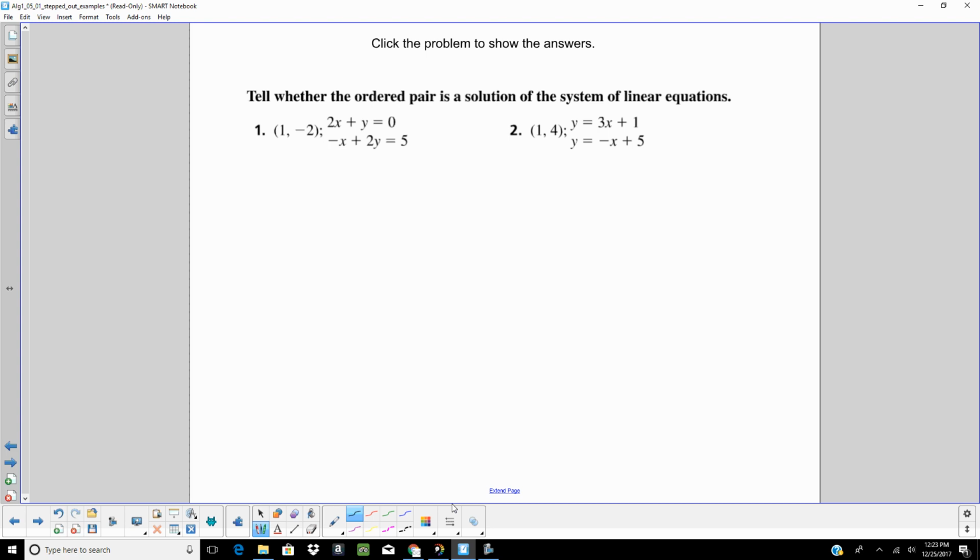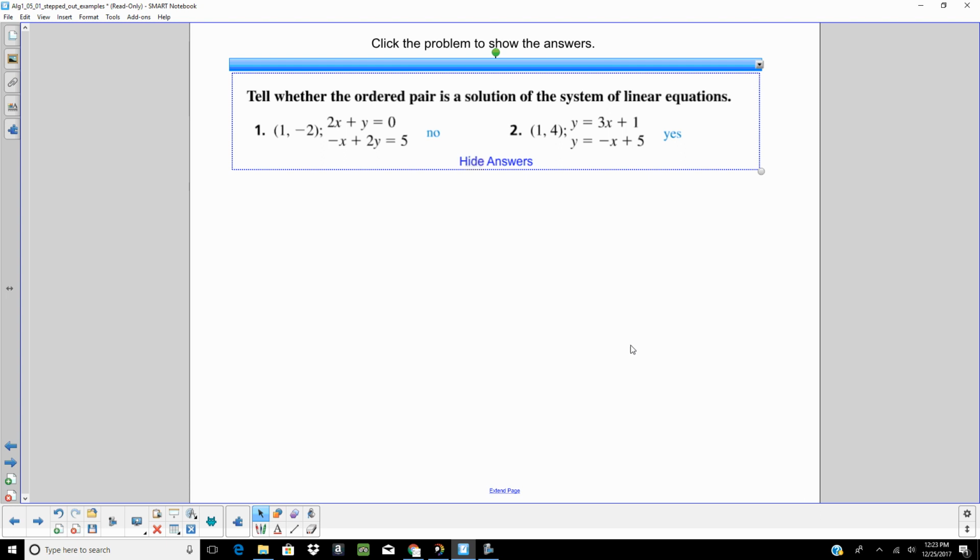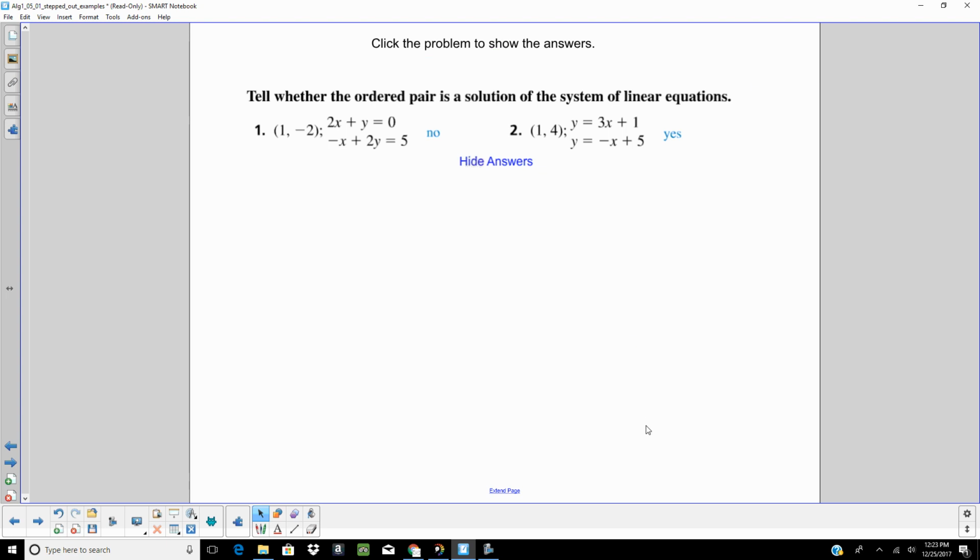Take a second, pause, try these two on your own. The first one you should have gotten a no. The second one you should have gotten a yes. Take out the x, put in 1. Take out the y, put in negative 2.